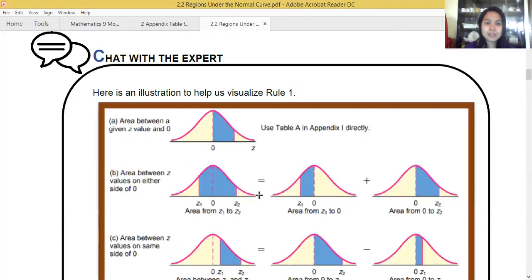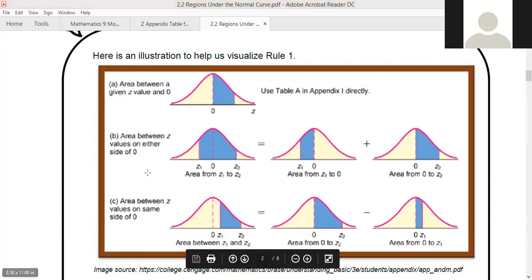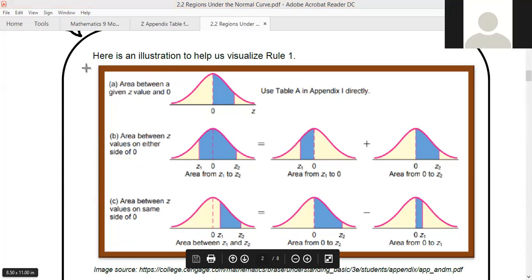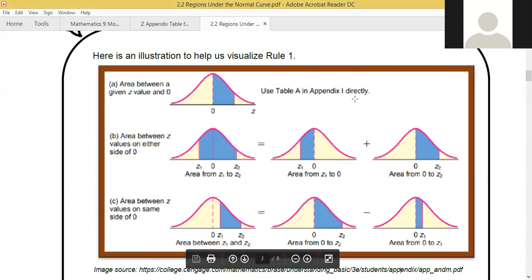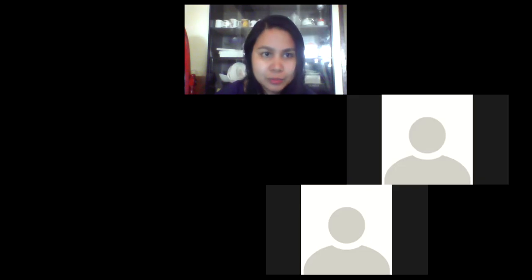Let's have this illustration. For example, let me first snip this illustration. Oh, I need to mute. Okay, now let me go back to my snipping tool.